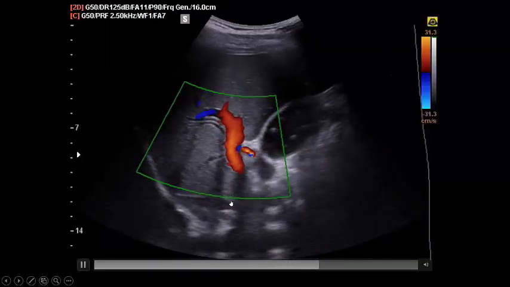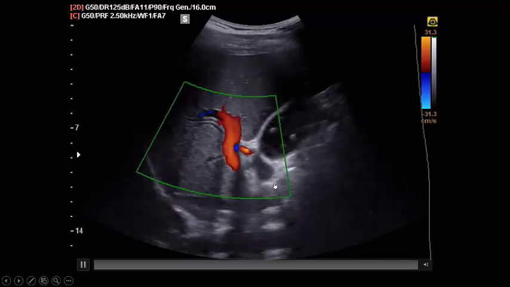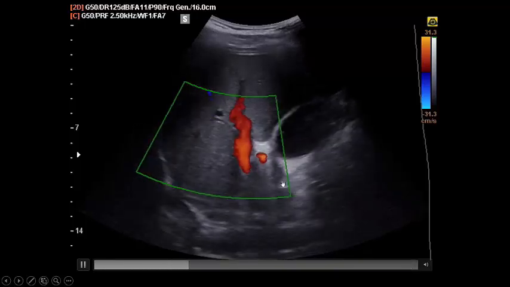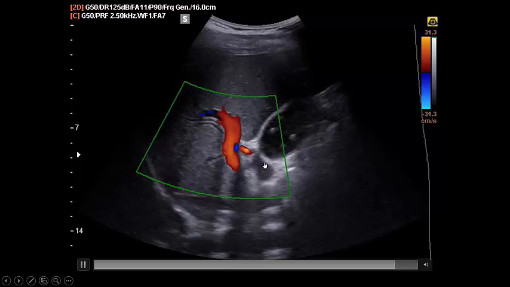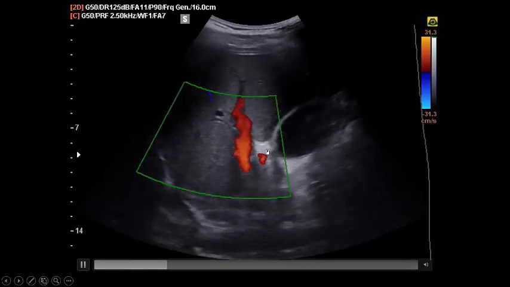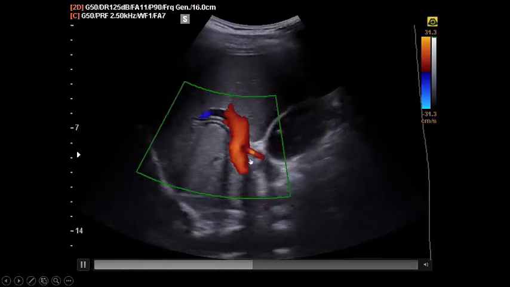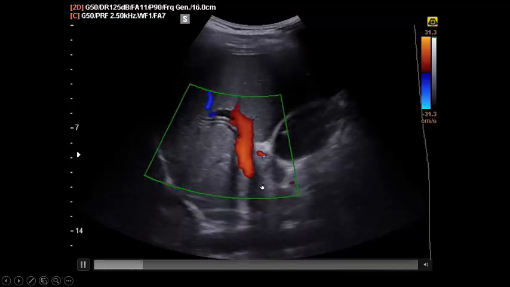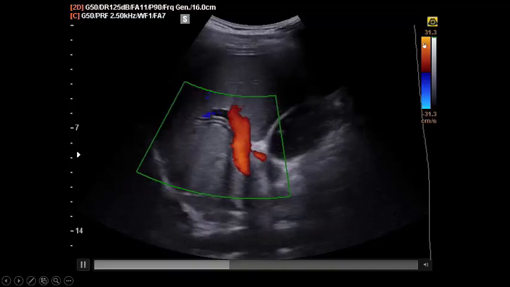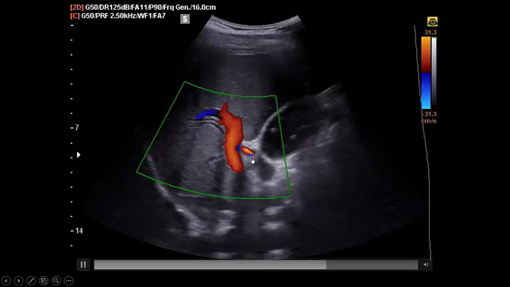This is the porta hepatis here behind the gallbladder. There are 3 tracts present in the porta hepatis. The anechoic tract here, not taking any color, probably is the common bile duct, and there are 2 vessels here getting the color. Both the vessels' flow is going towards the liver because it is the red color towards the liver. How can I differentiate between the portal vein and the hepatic artery?